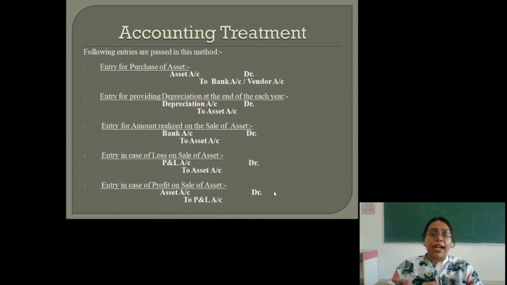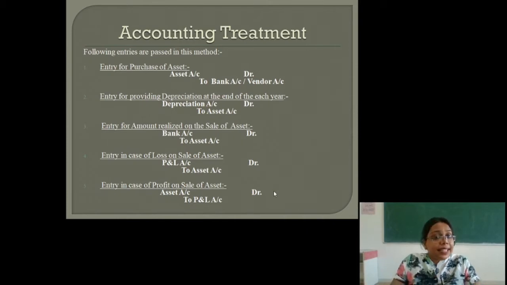Okay, what we are doing is debiting the depreciation account. Why? Because the depreciation account is being increased and the value of the asset is decreasing, so we are crediting the asset. So, depreciation account debit to asset account. And now the entry for the amount realized on the sale of the asset.